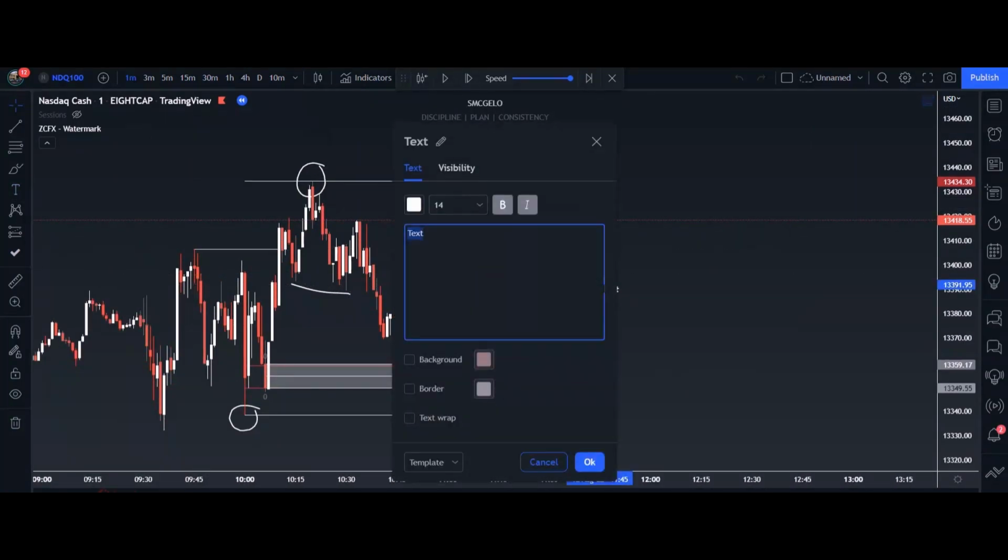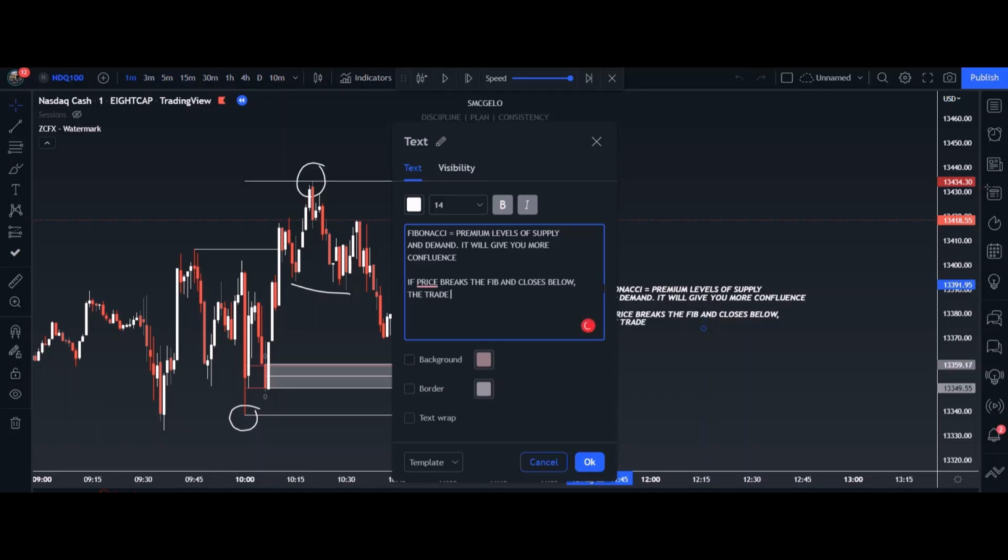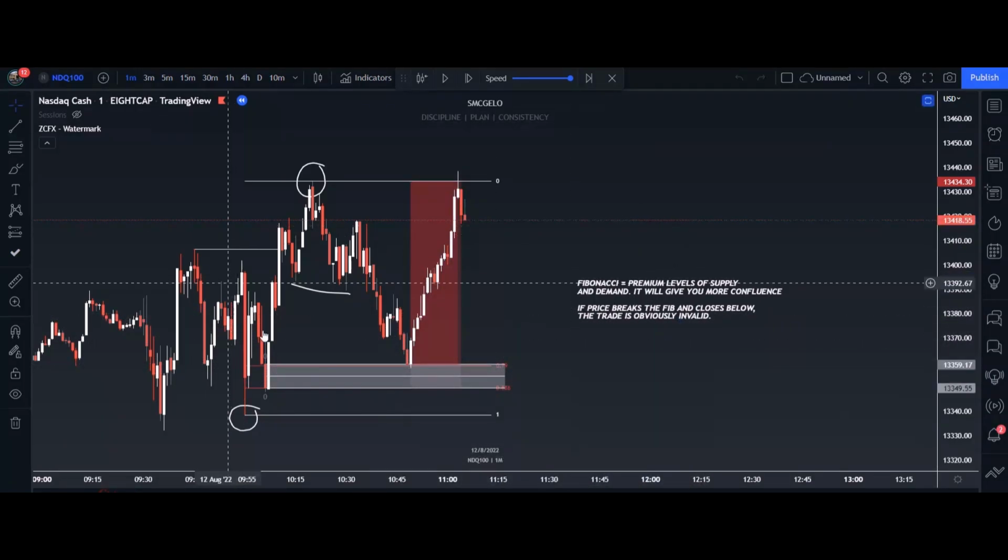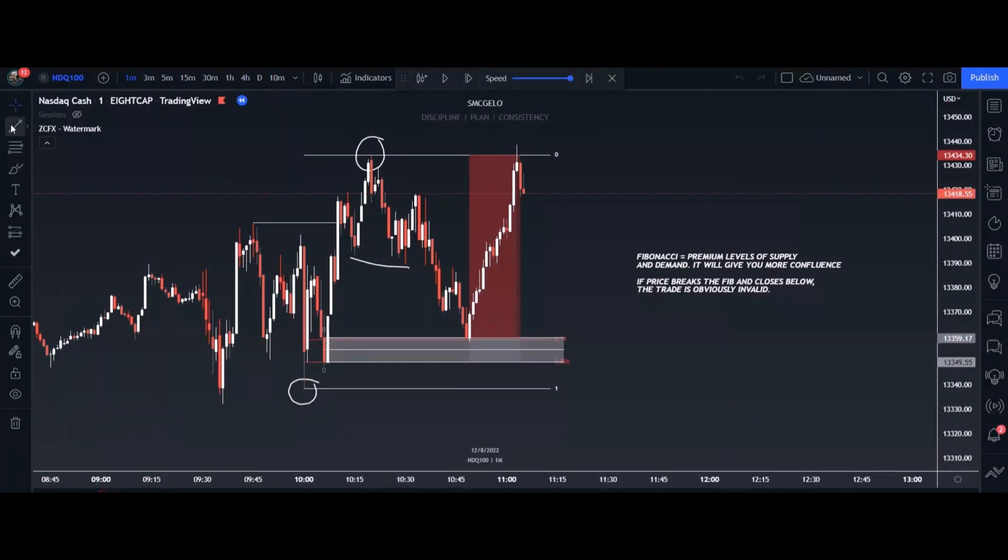Fibonacci equals premium levels of supply and demand. It will give you more influence on your trade. And also, if price breaks the fib, the trade is obviously invalid. It's a game of probability, so even if it's a perfect setup, it could still fail. This one could have failed easily.